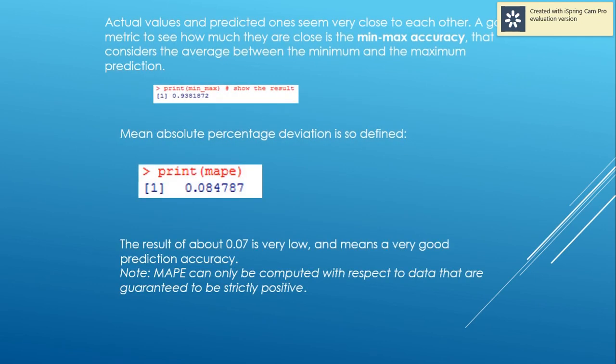Now we have done min-max accuracy. Min-max accuracy is giving almost 94% accuracy, which is very good. MAPE, or mean absolute percentage error, is almost 9%, I can say. So it is very low and it means a very good prediction accuracy.